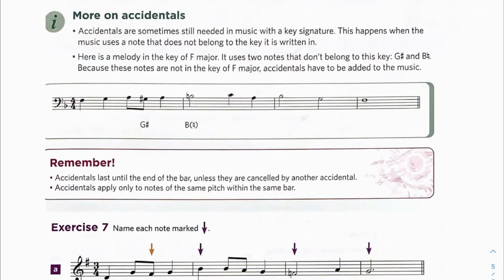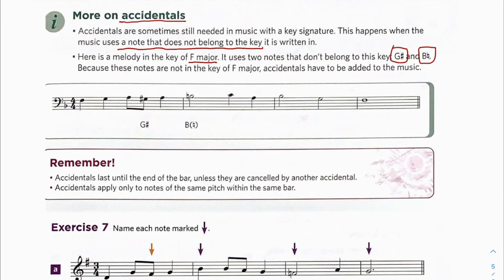Next, more on accidentals. Accidentals are sometimes still needed in music with a key signature. This happens when the music uses a note that does not belong to the key it is written in. Here is a melody in the key of F major. It uses two notes that don't belong to this key, G sharp and B natural. Because these notes are not in the key of F major, accidentals have to be added to the music.